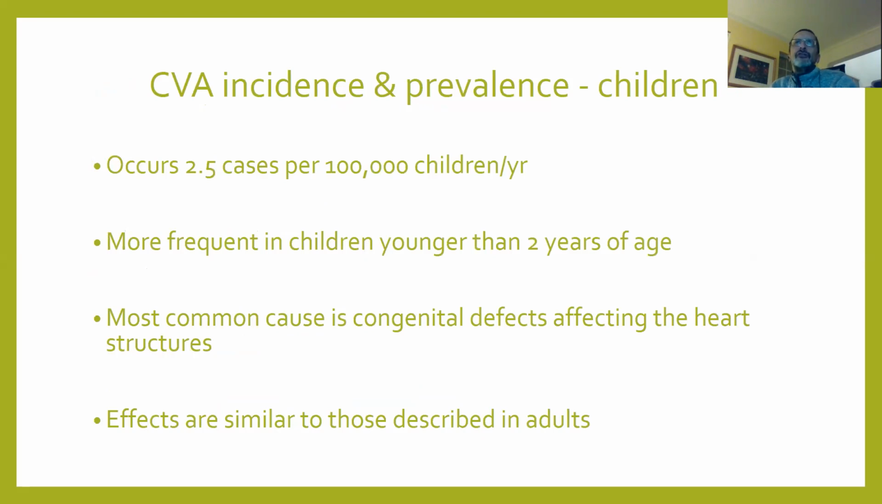We talk about children with this here too. We have about 2.5 cases per 100,000 children per year. So much less frequent, but it does happen. And it happens more in children younger than 2 years of age. Most common cause is congenital defects that affect heart structures. But the results are still the same. Age is on your side. You can grow into any remaining disability, but that's it. So a little bit of comparing and contrasting there.